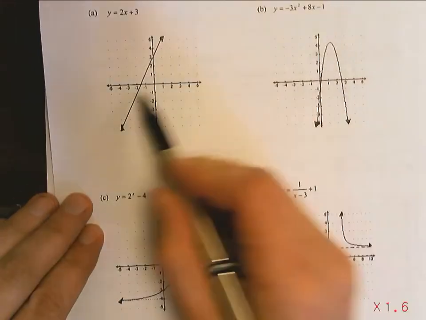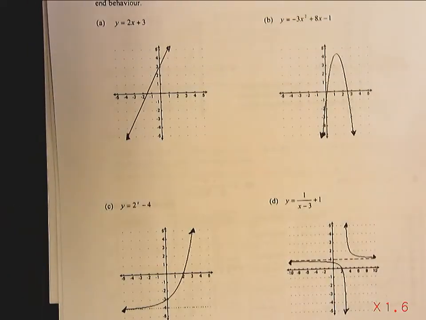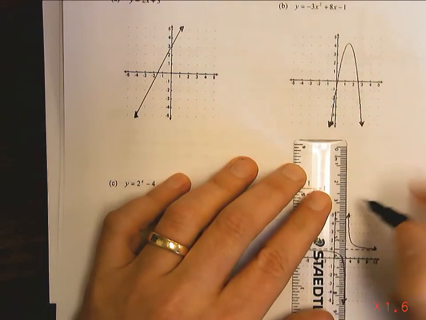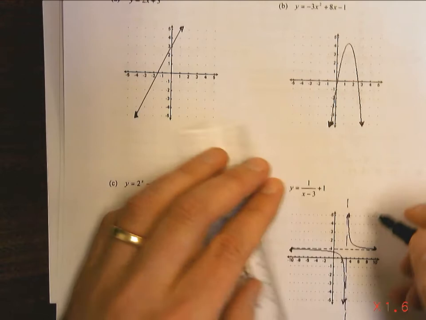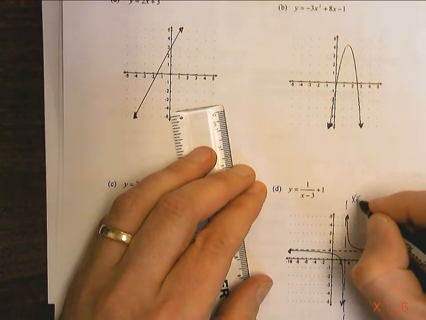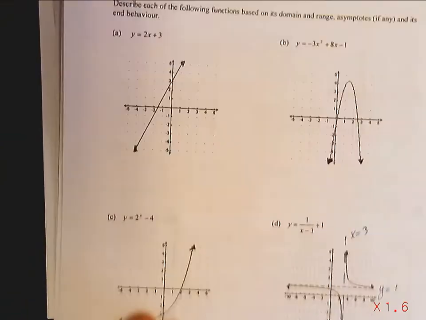Notice there's no asymptotes here, so don't get too upset. Notice that there is a horizontal asymptote here. There's a horizontal asymptote here. They haven't shown it, but there's a vertical asymptote here. And let's call that at x equals 3, and we'll call this one at y equals 1. So you can go through this. Let's look at this side.